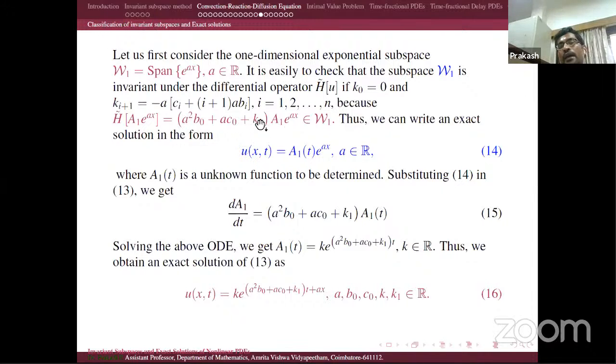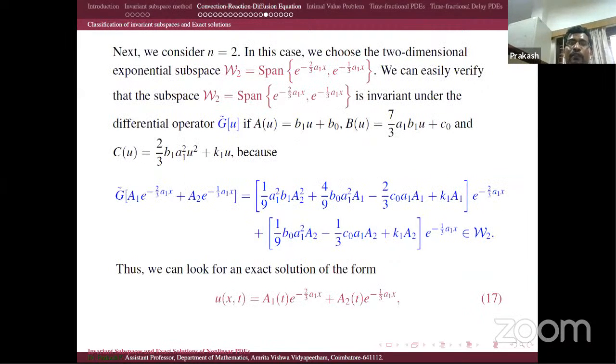Since it is satisfied, we can write the exact solution of the form u of x comma t equal to a1 of t times e power ax. If we substitute this into the given equation, it reduces to an ODE. Solving this ODE, we get a1 of t in this form. Then we can write the exact solution of the convection, reaction, diffusion equation with power law nonlinearity.